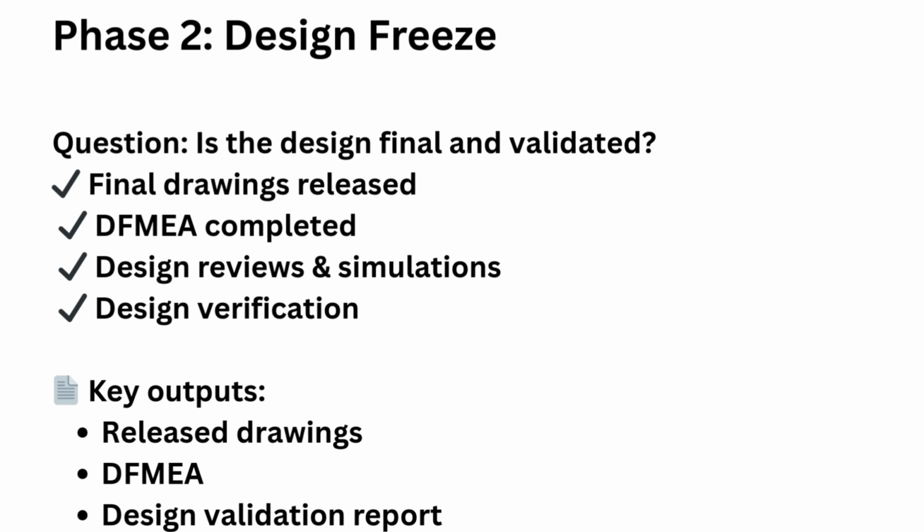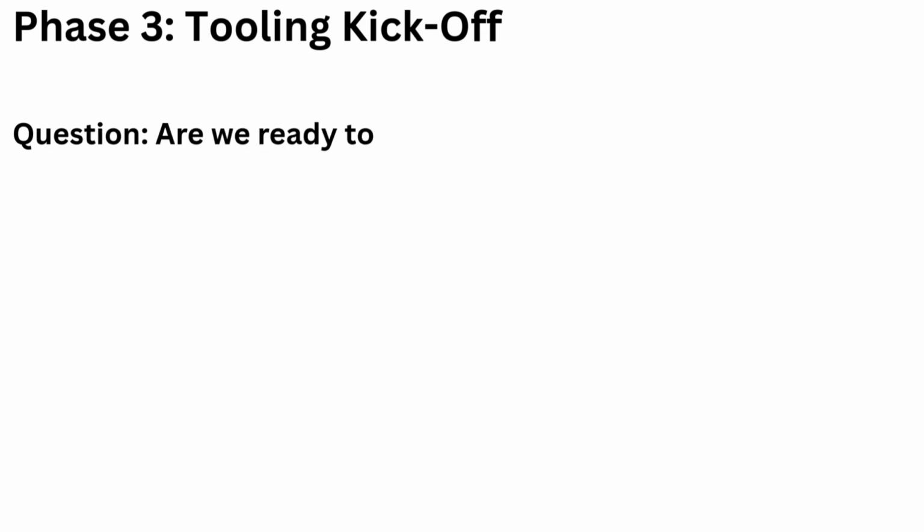The key outputs of Phase 2 include released drawings, an approved DFMEA, and a design validation report. Once the design is frozen, the project is ready to move into tooling and manufacturing preparation. Phase 3 of APQP is called the tooling kickoff phase. The main question in this phase is, are we ready to manufacture the product?